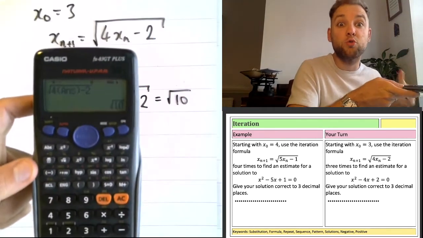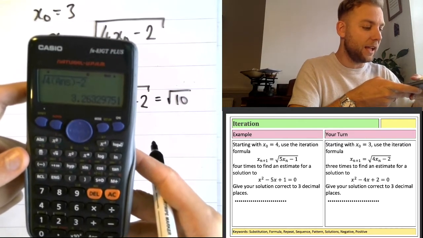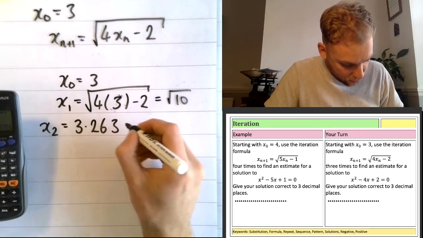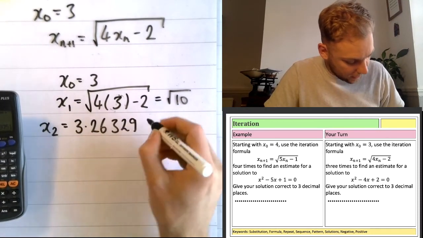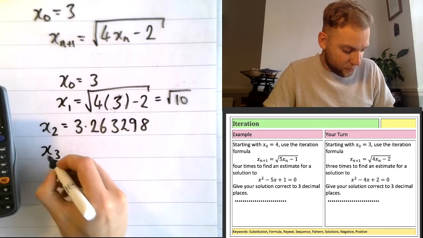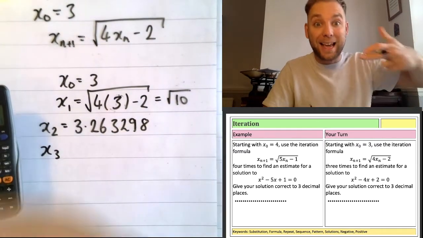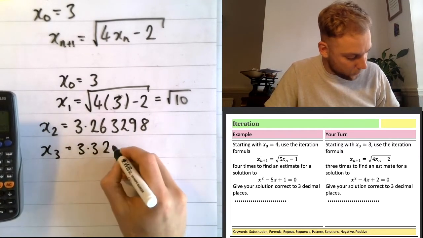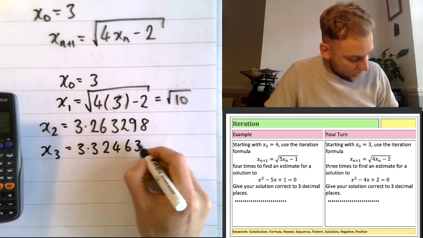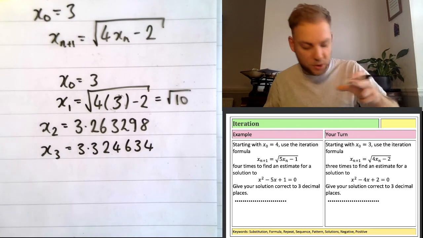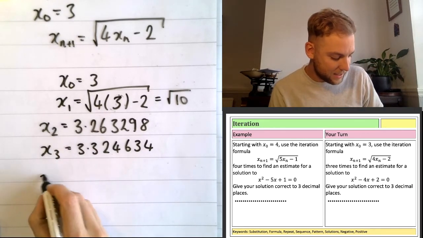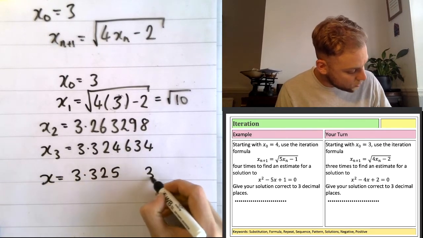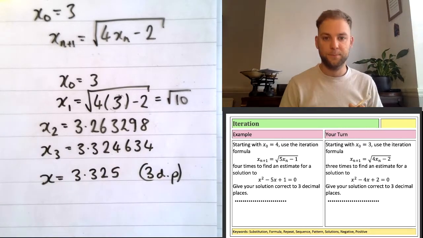And if I press equals again, it puts root 10 in there now. So press equals again. So x2 is equal to 3.26328. And for x3, I press equals again. So it's putting that one back into my formula again. Equals is going to be equal to 3.324634. Now it says do it 3 times, correct to 3 decimal places. So in which case, x is equal to 3.325 to 3 decimal places. Brilliant.